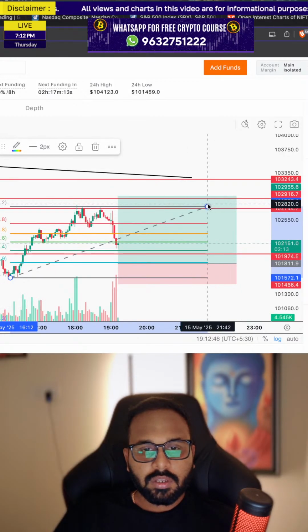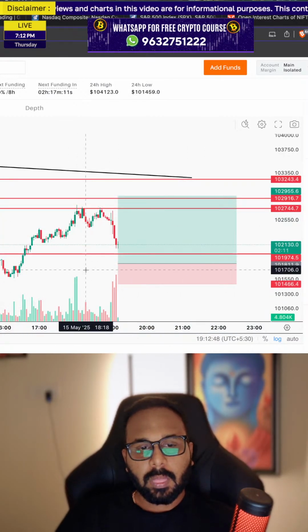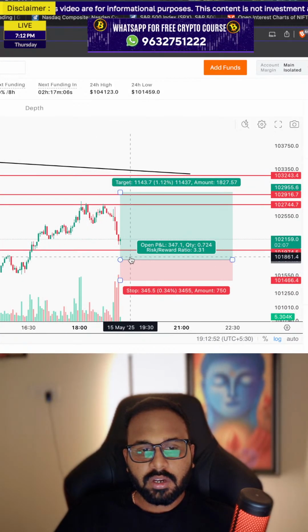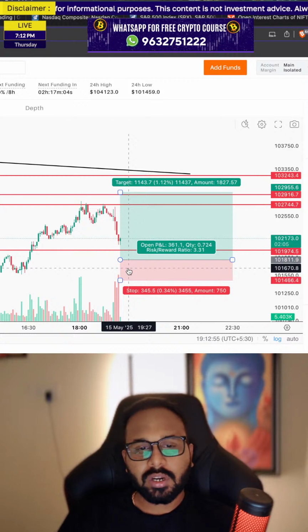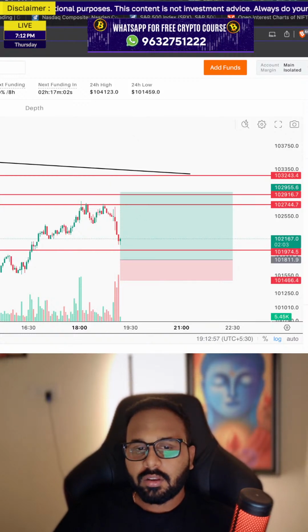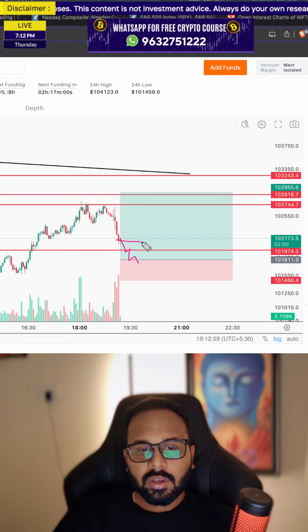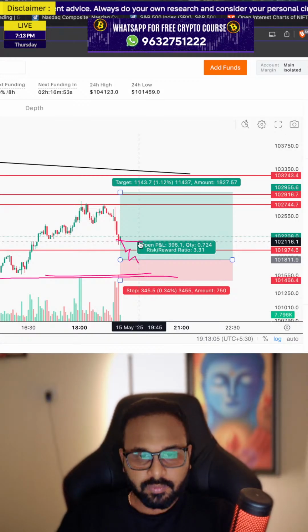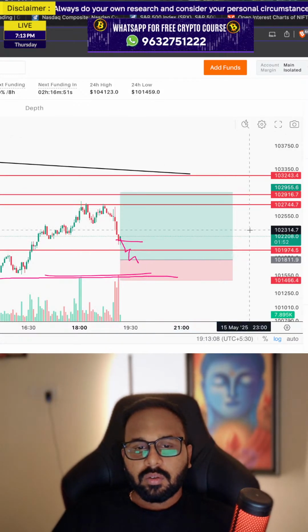Nice pullback, nice correction. A little more up to this zone or this zone if the market comes, because here at least 300, 400 points of risk is fine if the market comes to this zone. Here only, if I enter at this previous low, I have to give a stop loss. That stop loss will be very big.